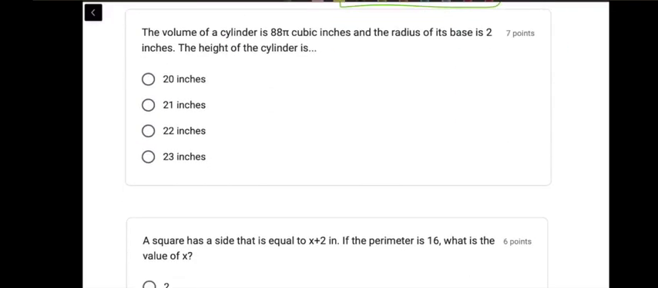In this problem, it states the volume of the cylinder is 88 pi cubic inches, and the radius of its base is 2 inches. The height of the cylinder is... So in this question, they give us a little bit backwards. They give us the volume, our job is to find the height. Now the formula is still the same.